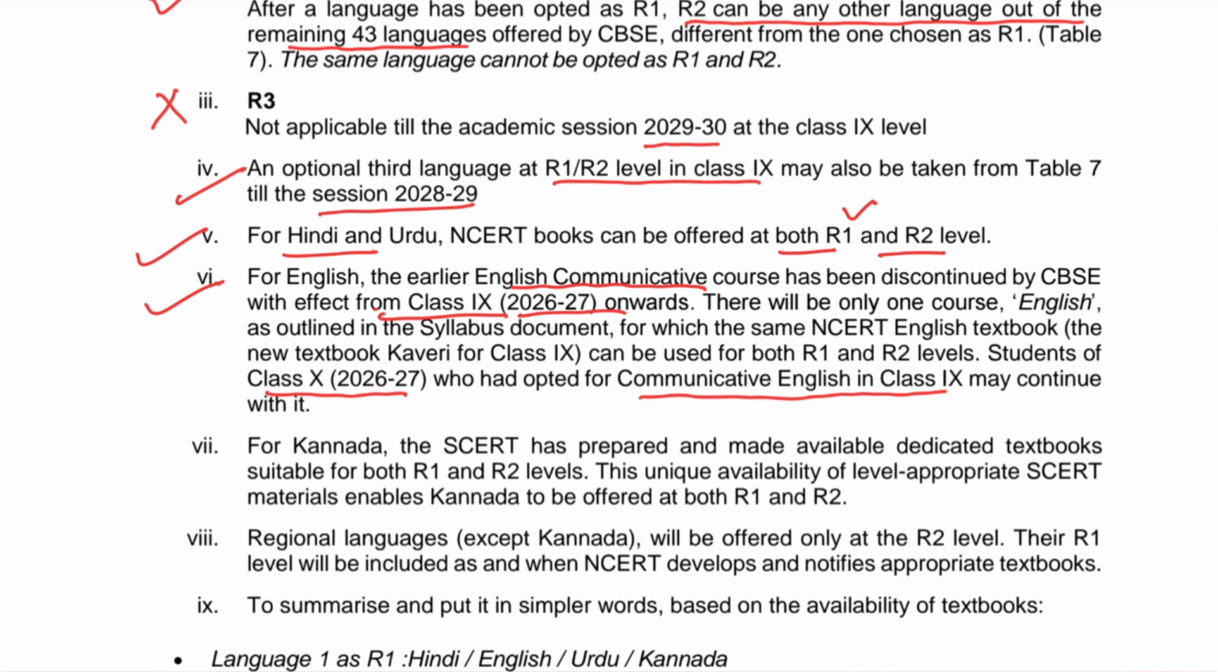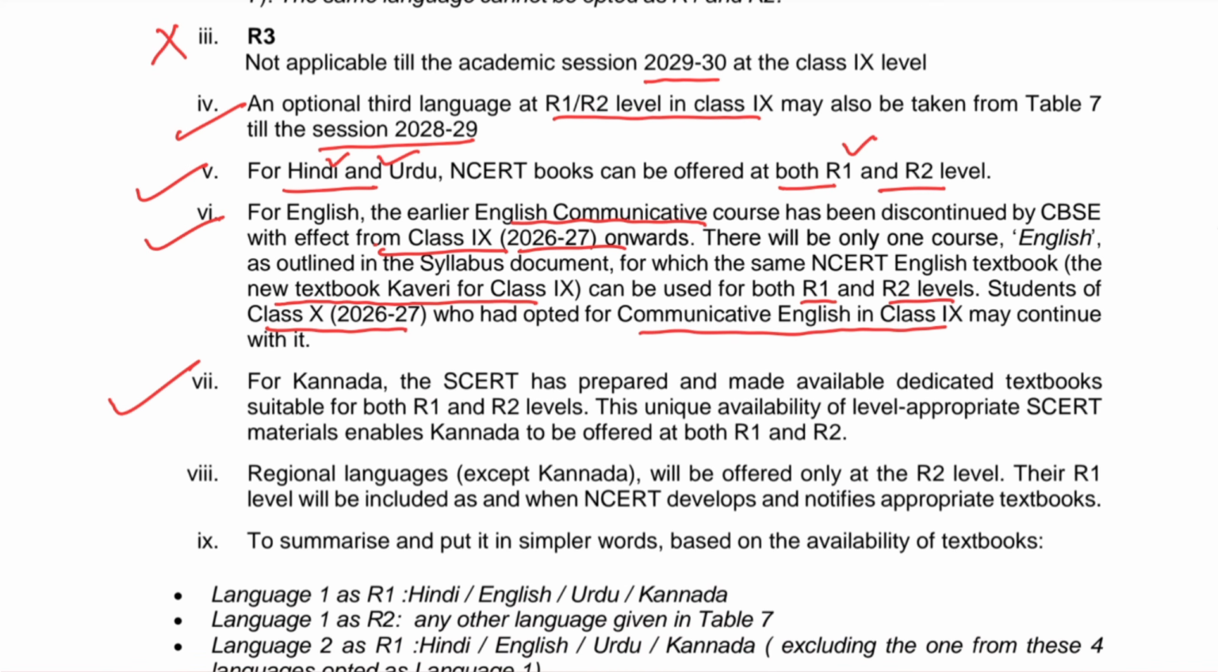Next, for English, you have only one set of books this year. So whether you choose it as R1 or R2, both students are going to refer to the same textbook, which is Kaveri. So for Hindi and Urdu, two different books are there for R1 and R2. But for English, you have only one set of books which will be followed by both R1 as well as R2. Next, for Kannada, again you have two sets of books which are prepared by SCERT, and they will be available for both R1 and R2 levels.